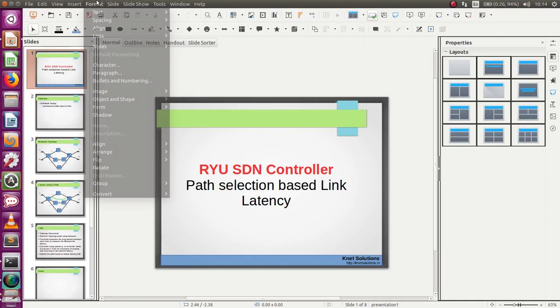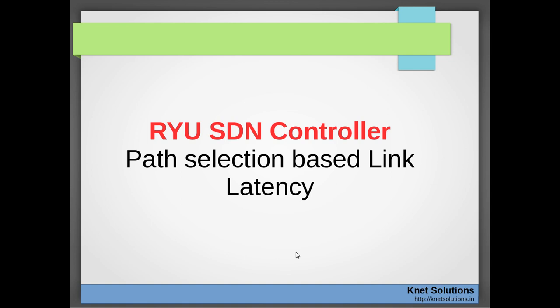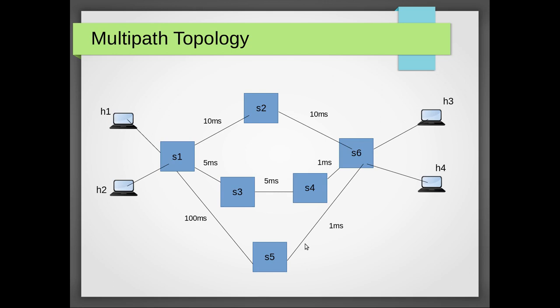Hi, in this project we are going to see the multipath topology again, but the path selection is based on the link latency. This is quite an interesting project. Assume that you have a topology like this. Each link has its own latency. For example, S1 to S2 has 10 milliseconds, S2 to S6 10 milliseconds, S1 to S3 5.